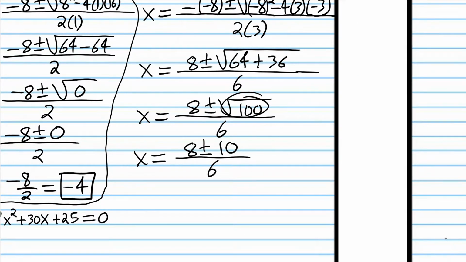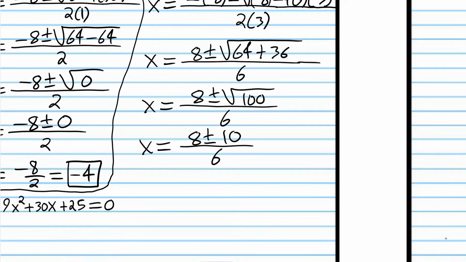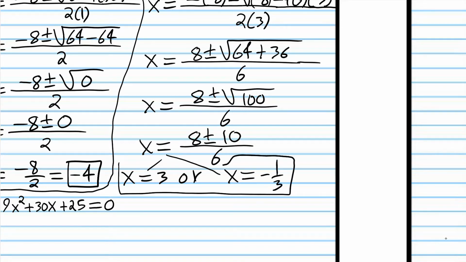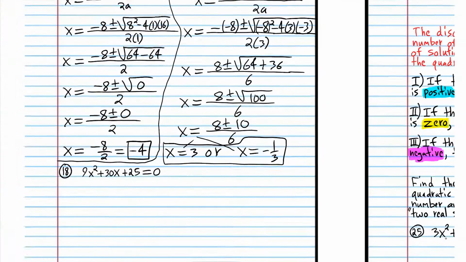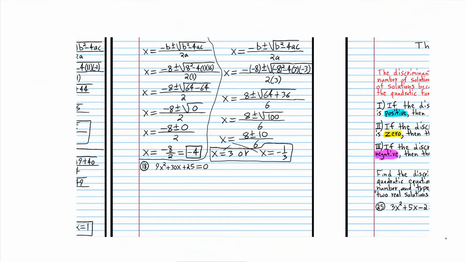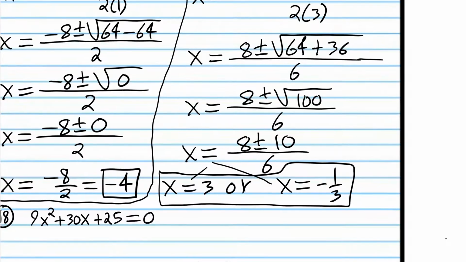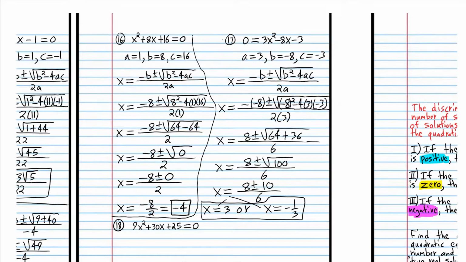Again, square root of 100 is just 10. 10 times 10 is 100. And then we have 8 plus 10 over 6, which is going to be 3, it looks like. Or we have 8 minus 10 over 6, which is going to be -1/3. And those are the solutions. All right, so if you got those answers, good job.